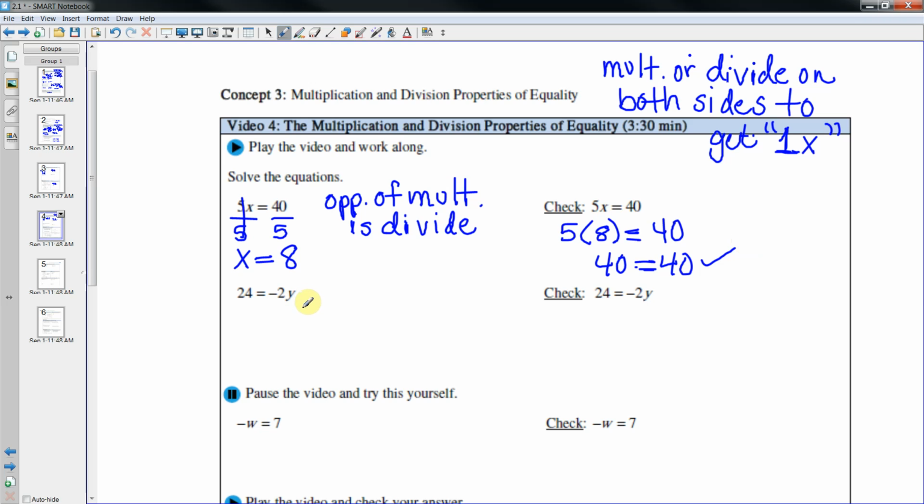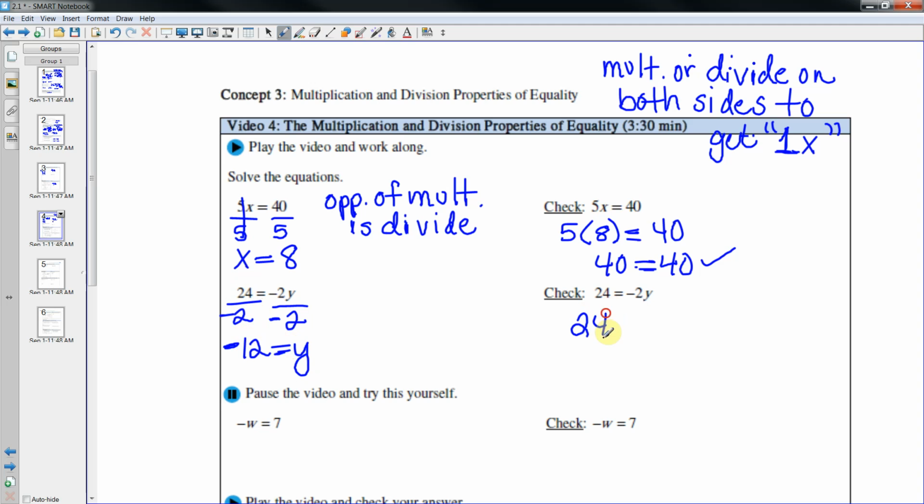24 equals negative 2 divided by y. So you could have a negative in these. If you have a negative, in order to get a positive, you would also divide by a negative. Because remember, dividing and multiplying, if you have the same sign, you get positive answers. So I'm going to divide on this one by negative 2 on both sides. Now be sure you don't make the mistake and think that's 24 minus 2. That's 24 divided by negative 2, which would give me negative 12.